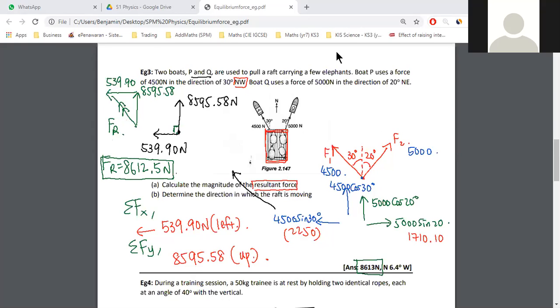Angle, then you calculate the angle here. Angle is over here, this angle here. So we use angle equals tangent minus 1, 539.90 divided by 8595.58, about 6.4 here. So 6.4 northwest.